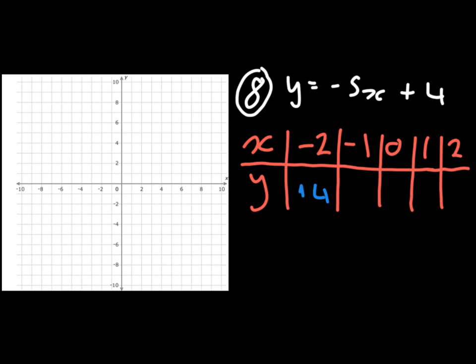Similarly, for -1, we can plug that in, and when x is -1, -5 times -1 gives us 5, so 5 plus 4 gives us 9. When we plug in 0, we get -5 times 0, which is 0, plus 4 gives us 4. When x is 1, we say -5 times 1 is -5, plus 4 gives us -1. And lastly, if we plug in x equals 2, we get -5 times 2, which is -10, plus 4 gives us -6.